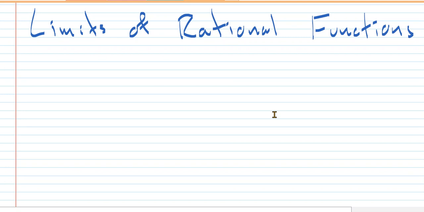In this video, we're going to be looking at the limits of rational functions and how to find them from an algebraic perspective rather than a graphical perspective. In a previous lesson, we looked at the limits of rational functions from a graphical perspective.